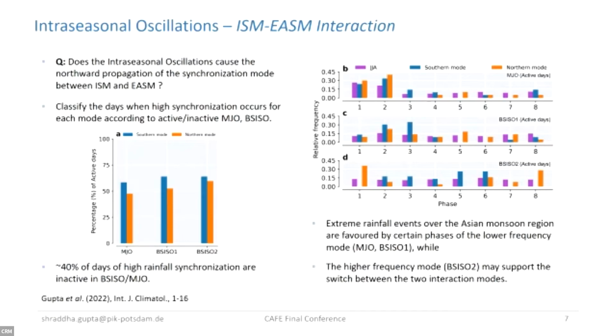To conclude, we have used a complex network approach, and it has provided a very comprehensive picture of the synchronization between the Indian and the East Asian summer monsoon. We have identified two modes of interaction between these two components of the Asian monsoon system. And we've shown that the southern mode of synchronization occurs earlier than the northern mode of synchronization.